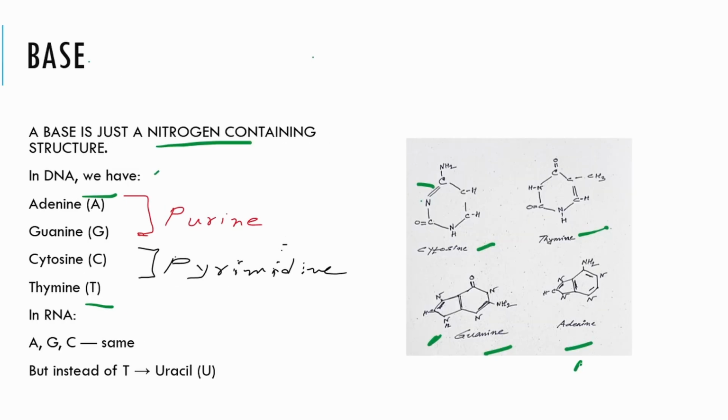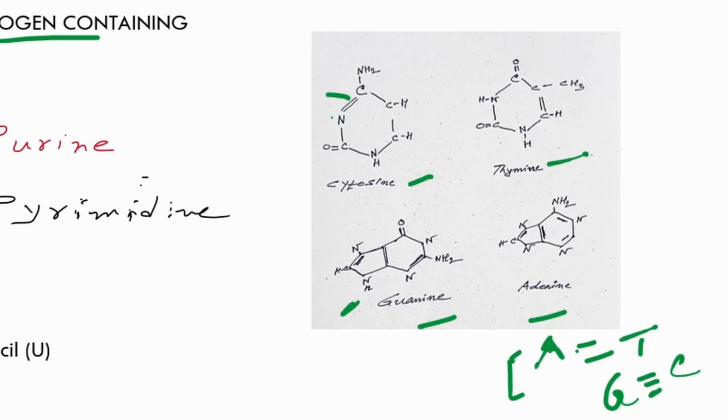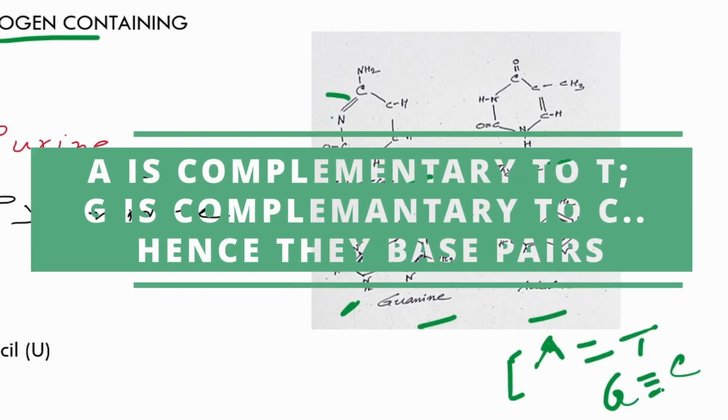Another very important point to remember here is that adenine always base pairs with thymine, whereas guanine always base pairs with cytosine. Between A and T, there are two hydrogen bonds, and between G and C, there are three hydrogen bonds. And that's why breaking the three hydrogen bonds of G and C is way harder than breaking the two hydrogen bonds of A and T. Remember this important point.